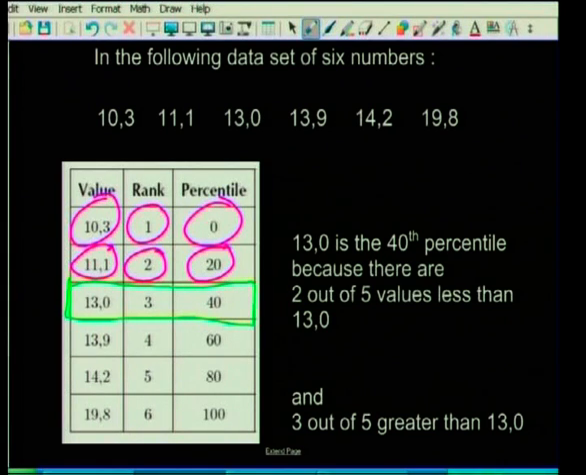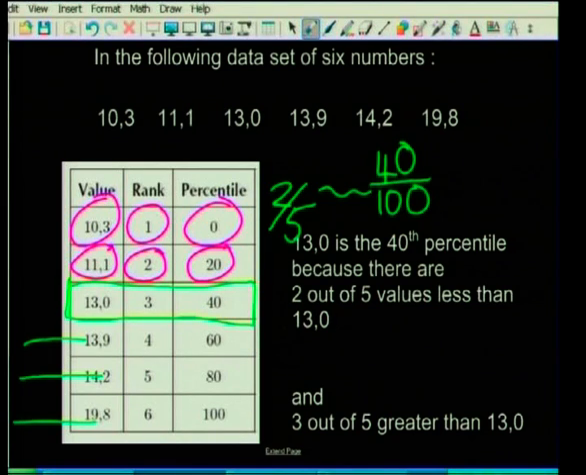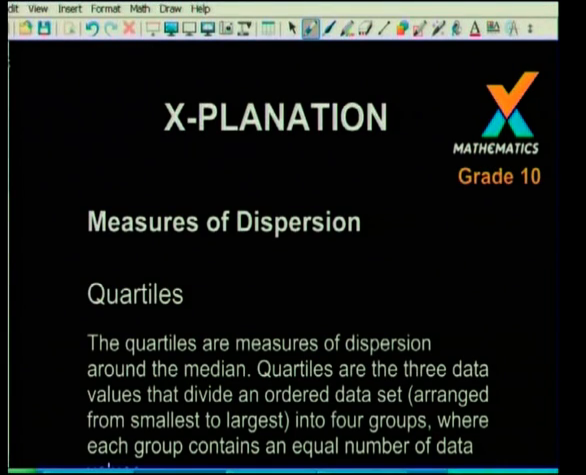I can say that 13 is the 40th percentile because there are 2 out of 5 values that are less than 13. Remember, 2 out of 5 is the simplest fraction of 40 out of 100. And there are 3 out of 5, which is basically 60 over 100 simplified. That is greater than 13.